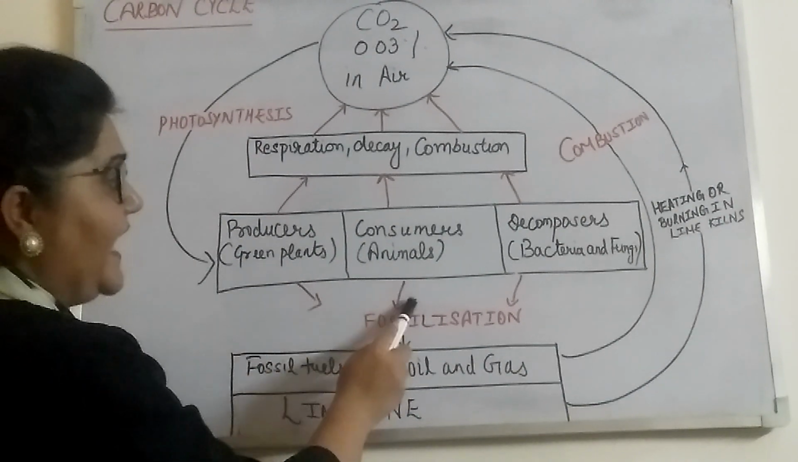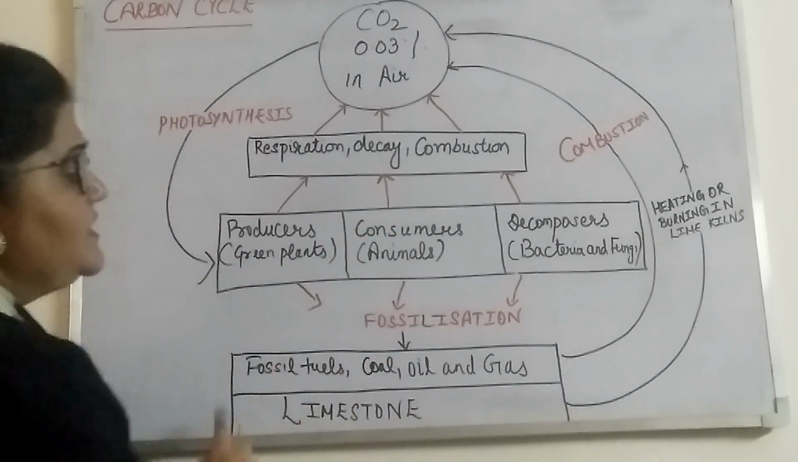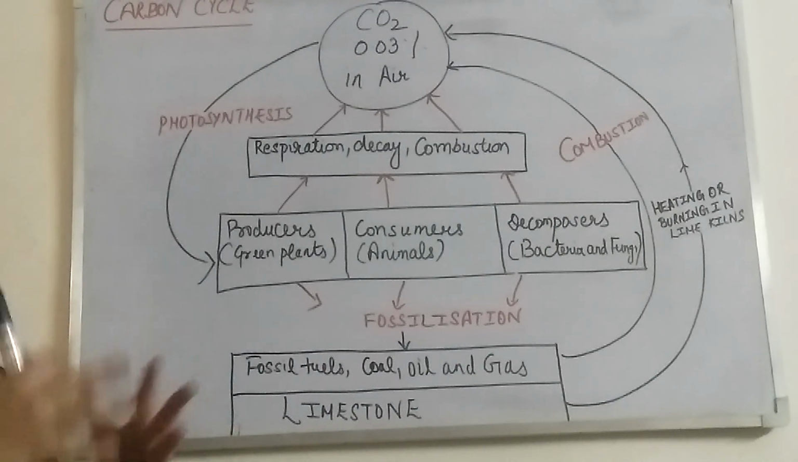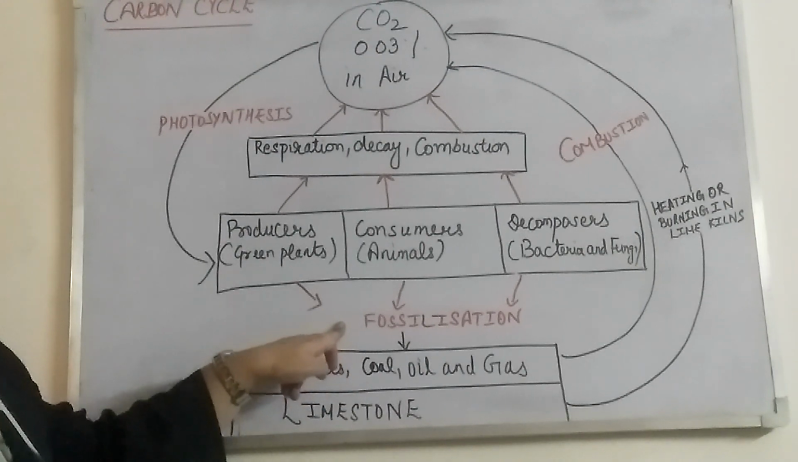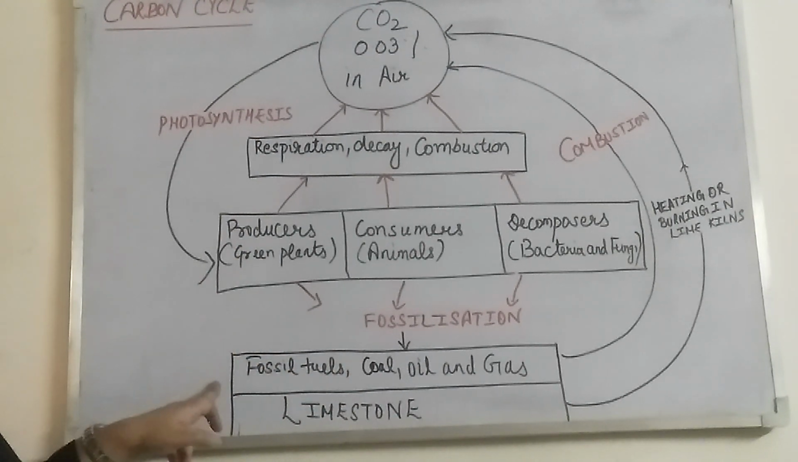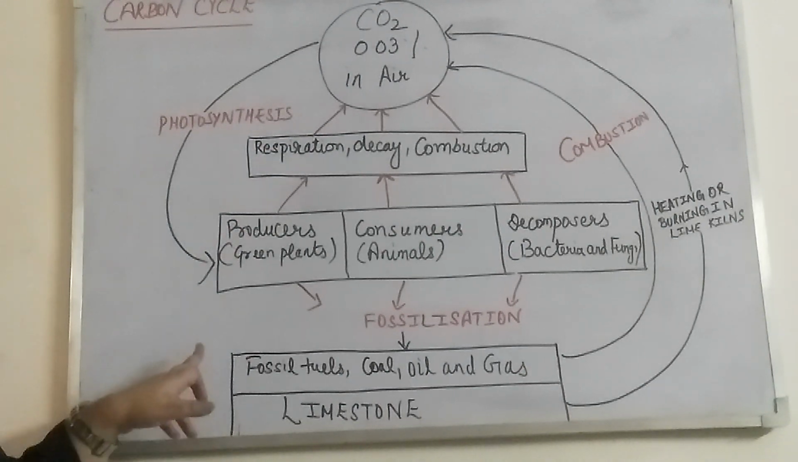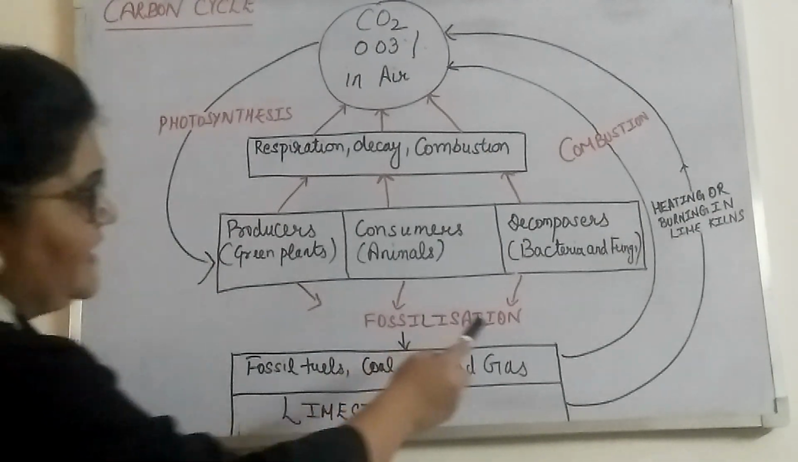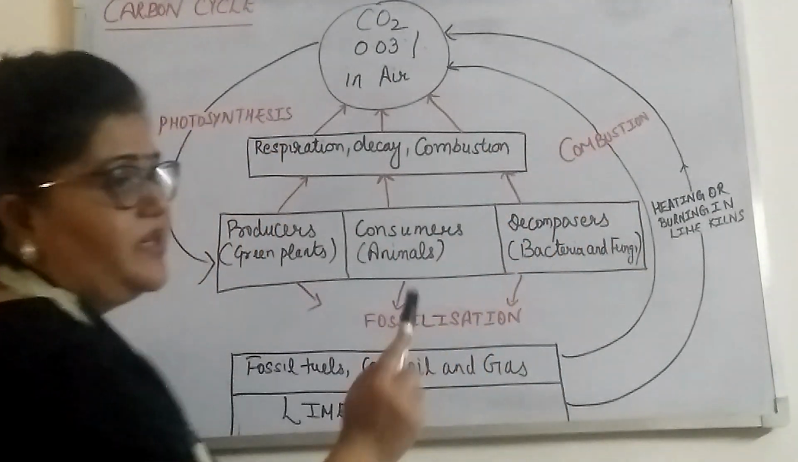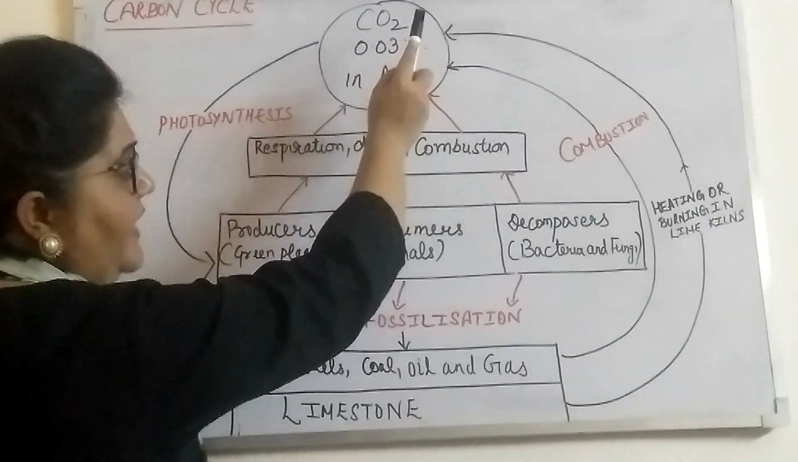When all these living beings decompose, then after millions of years, by the process of fossilization, they change into fossil fuels like coal, oil or gas. So when these fossil fuels are burned, they produce carbon dioxide. So in a way, by the process of combustion, the combustion is a burning process, it goes back into the air.